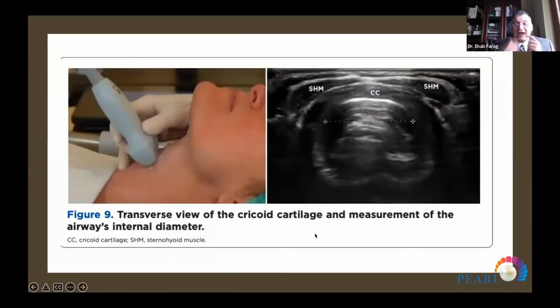Here, the transverse view beneath the cricoid cartilage is used to measure the diameter for the endotracheal tube. And this is very helpful if you are in doubt, in females for example, or in small patients, in pediatric patients, to identify the proper size of the tube, because you can measure the internal diameter of the endotracheal tube.